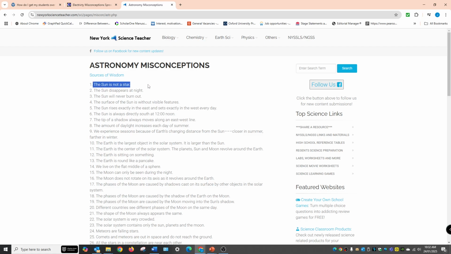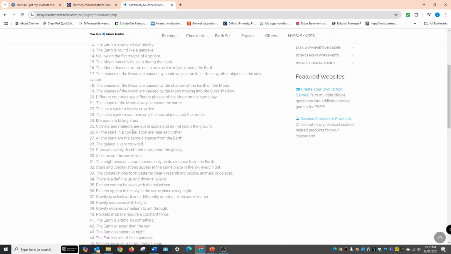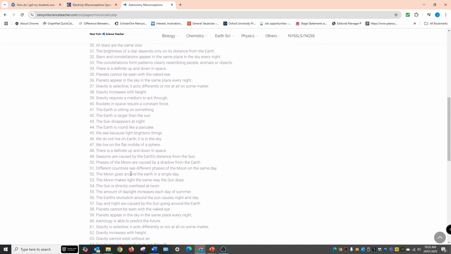We do get misunderstandings like the sun not being a star, because stars seem to be really small and twinkly. The sun's massive, and it's during the day. The sun disappears at night. The sun will never burn out. And this is a good one because in our lives it's not going to, but it will eventually. So there's a whole bunch of stuff that students are not likely to know here as well, that meteors are falling stars. We can understand that sort of romanticised notion of it.